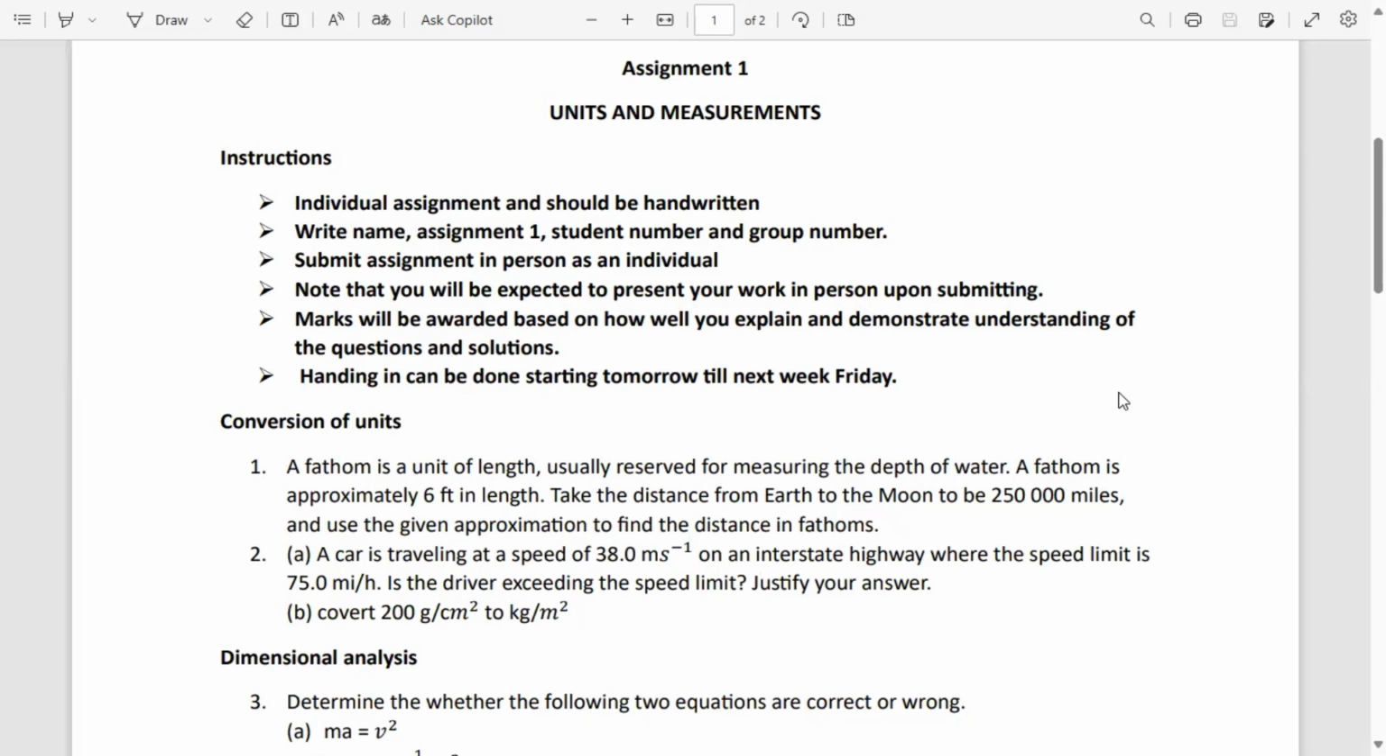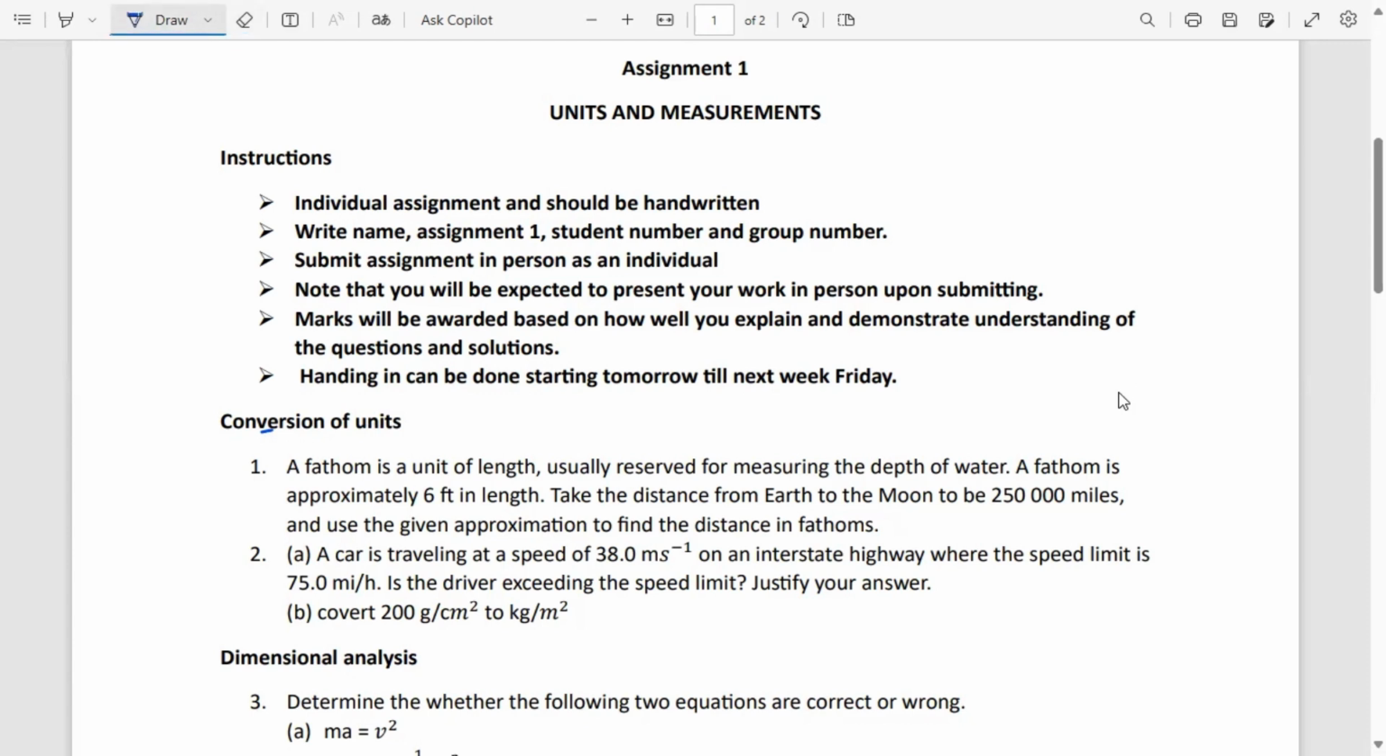Okay, so let's look at some questions under this topic, which is units and measurements. Part one is conversion of units. There are two questions, question one and question two.